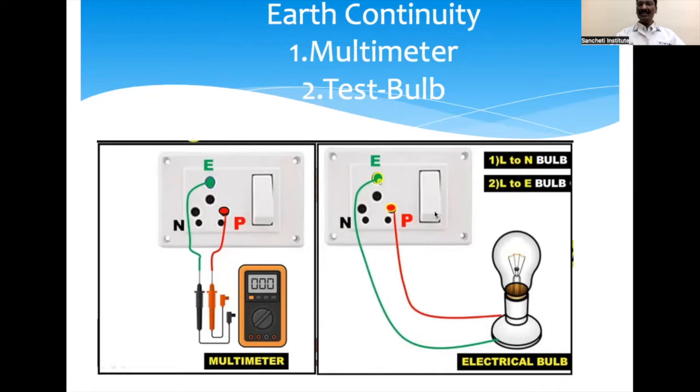In contrast, we have the second method of testing the earth continuity, by using a bulb. Here we use two cables connected to the bulb, one to the live and another to the neutral. We know that the bulb will glow with its full potential when both live and neutral are working. Very similarly, when you connect it to the earth, it should glow with the same intensity. If it glows with the same intensity, that means the earthing connection is proper. So this is a simple test to check the continuity of the earth.